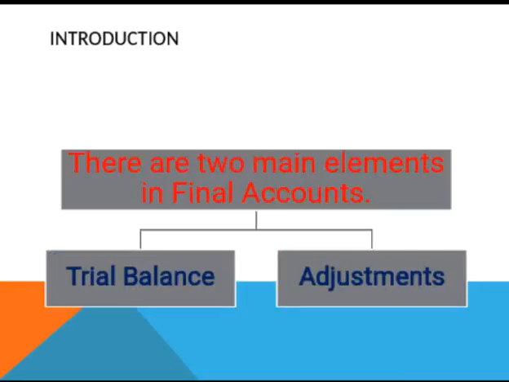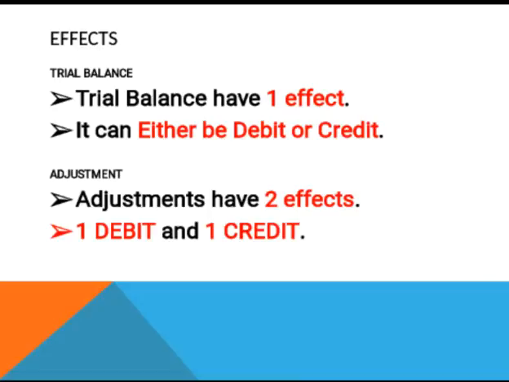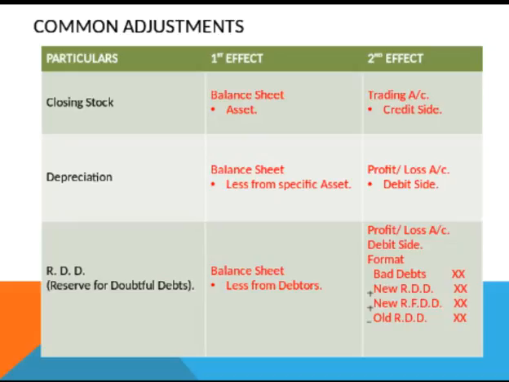Okay friends, now introduction. There are two main elements in final accounts. First is trial balance and second is adjustments. Now friends, the trial balance has one effect. It can either be debit or credit, but adjustments have two effects, that is one debit and one credit. Now friends, there are three common adjustments. First is closing stock, depreciation and the RDD.